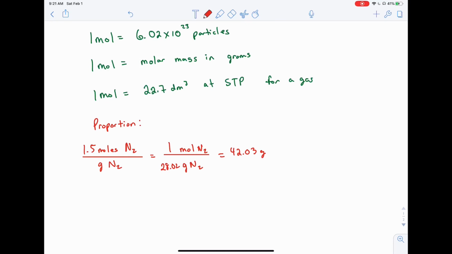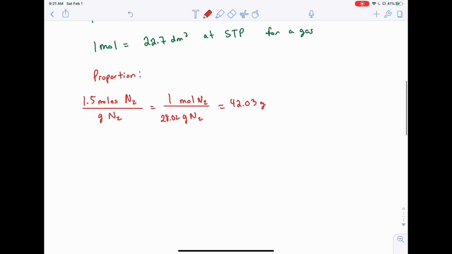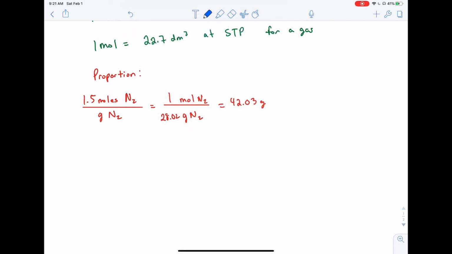Does that number make sense when you have 1.5 moles? Because you know 1 mole is 28, so if you have 1.5, your answer better be larger than 28. Y'all see what I'm saying there? It's about that logic and that reasoning. If you use the factor label method, it is a slightly different process, but it's the same answer you're going to get.